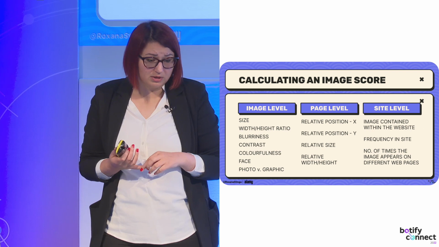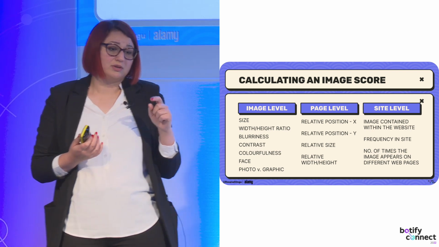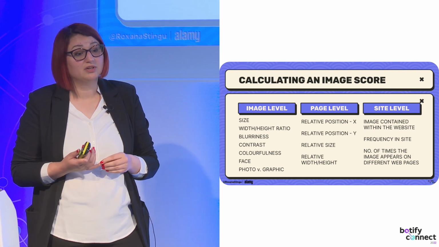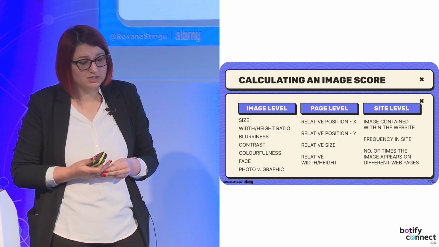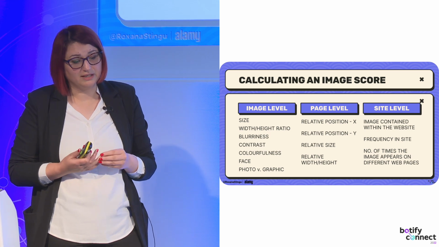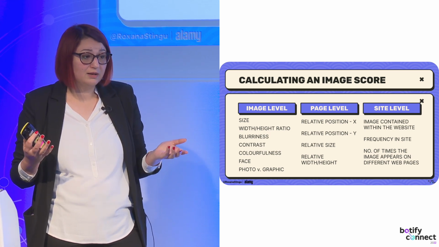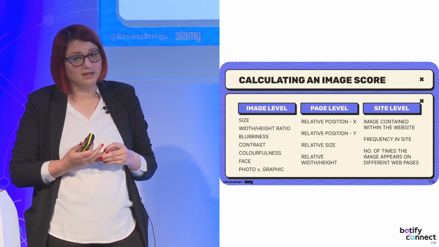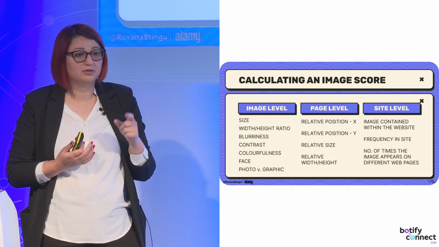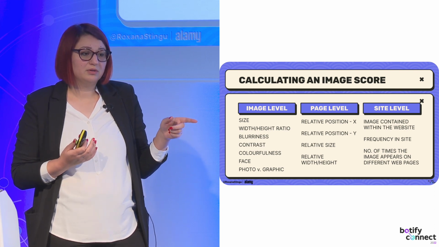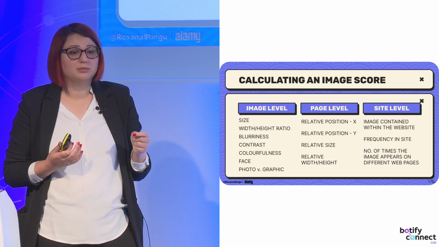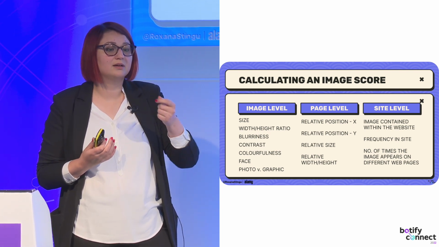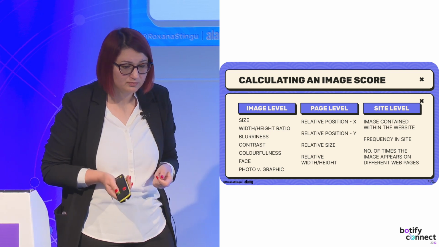At page level, Google looks at the relative position of the image on the X and Y axis against the page. It looks at the relative size the image occupies against the page, and of course the relative width and height. And then there are site level signals as well that Google is analyzing. For instance, it's looking at the number of times one image appears on a website. To give you an example, you have your logo, that will appear on every single page. So then Google knows that's not an image that needs to rank against one specific page.